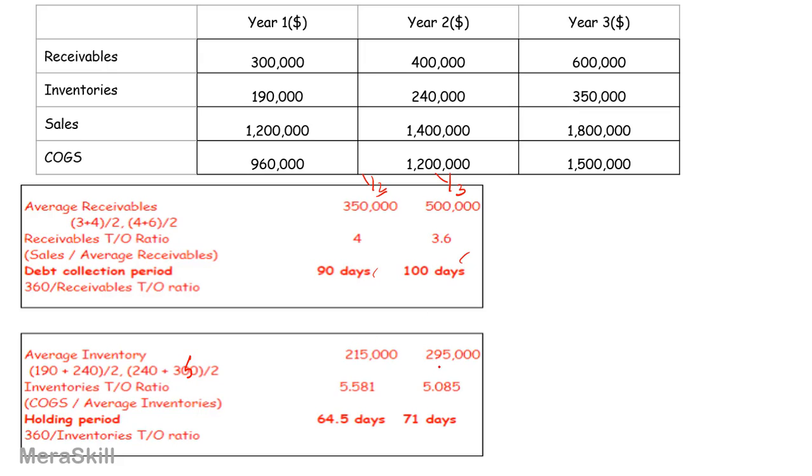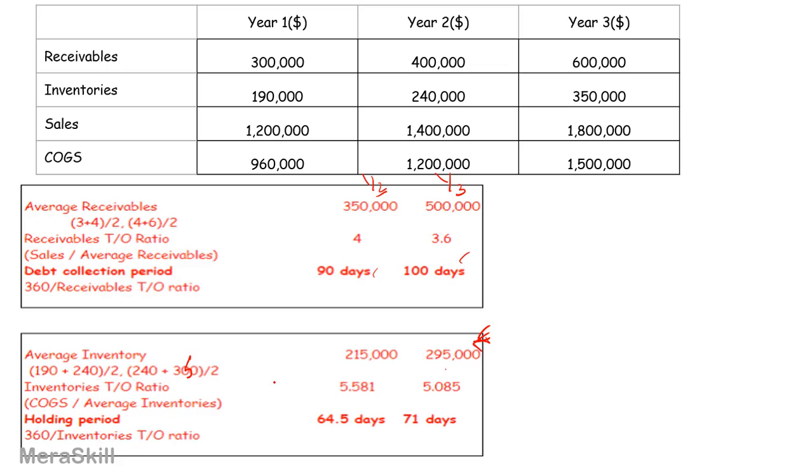This here might change a little, students, right? This is correct, 190 plus 240 by 2. But there could be a small variation here. Again, I repeat, it's 240 plus 350 divided by 2, giving us 295,000. No, so the computation is correct.